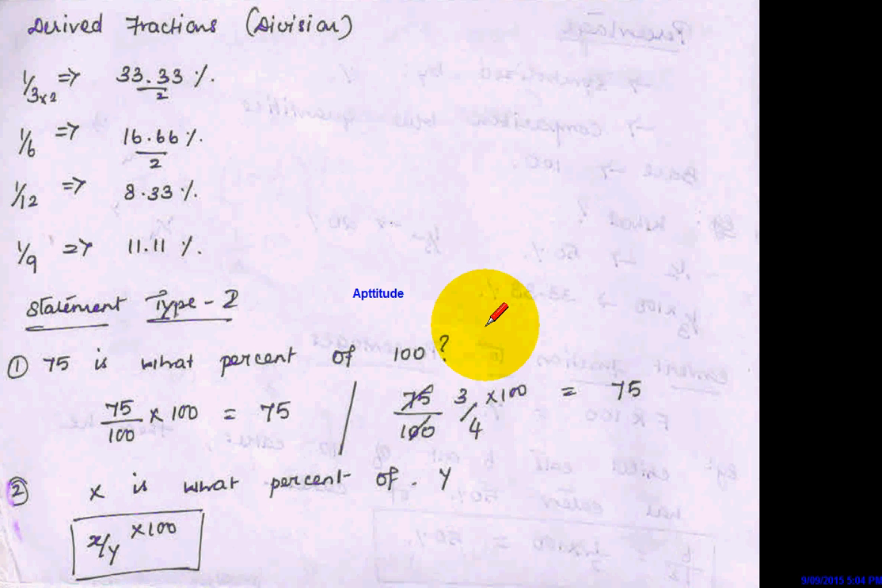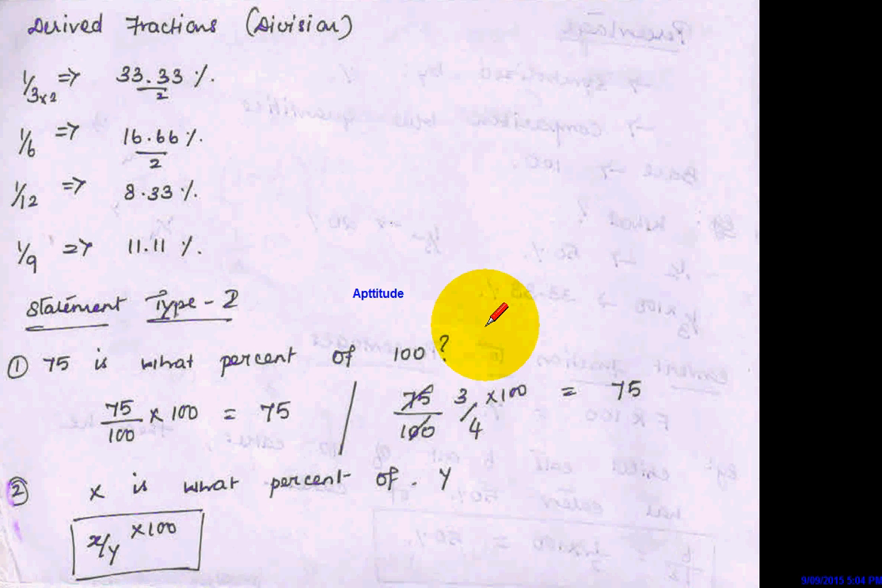Now we better move into the statement type, that is category 1. That is, 75 is what percent of 100? That's a very common or basic question in percentage. 75 is what percent of 100? So 75 by 100, that is the fraction, what percent? So into 100, 75 by 100 into 100, that is equal to 75.